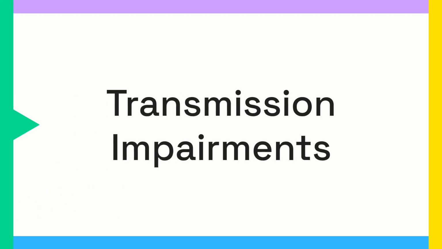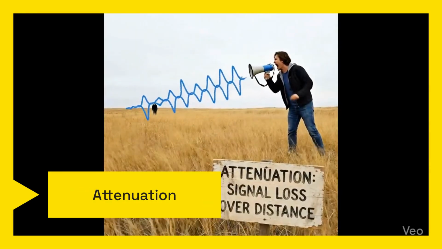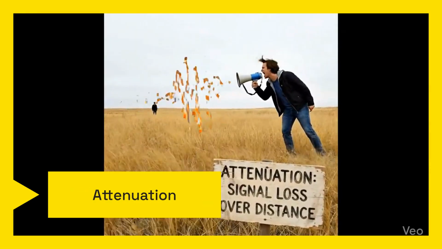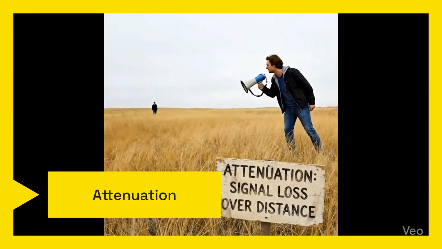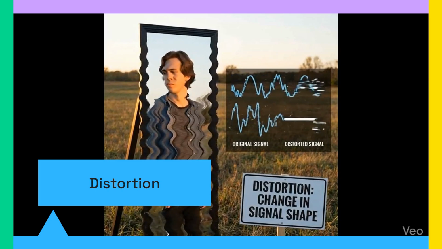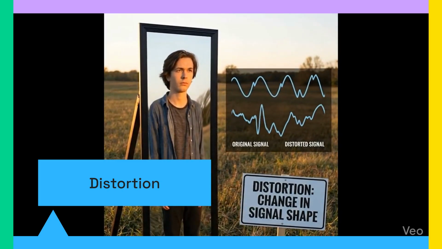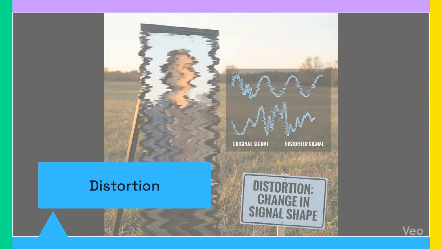Signals can degrade during transmission due to various factors, known as transmission impairments. Attenuation is the loss of signal strength over distance. Think of shouting across a large field. Your voice gets weaker the farther it travels. Distortion is the change in the shape of the signal. This happens when different frequency components travel at varying speeds, similar to seeing your reflection in a funhouse mirror.